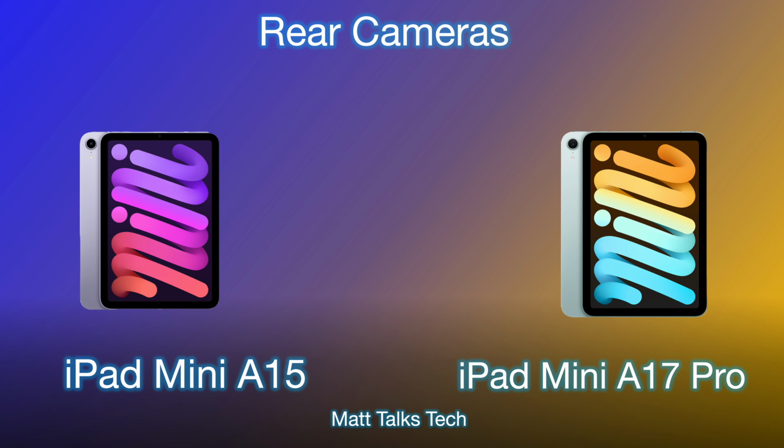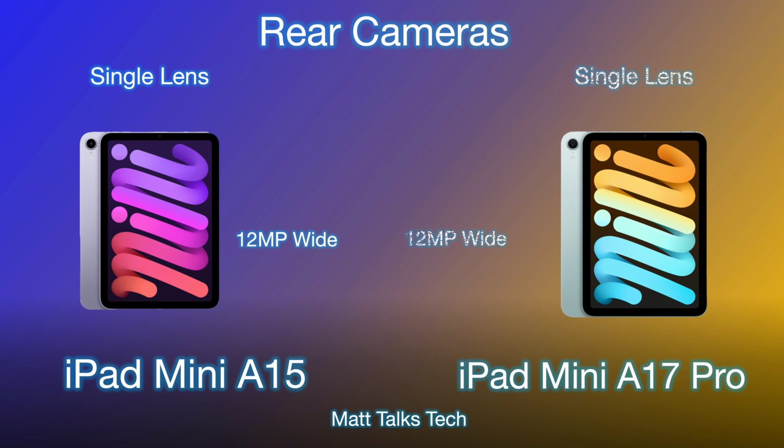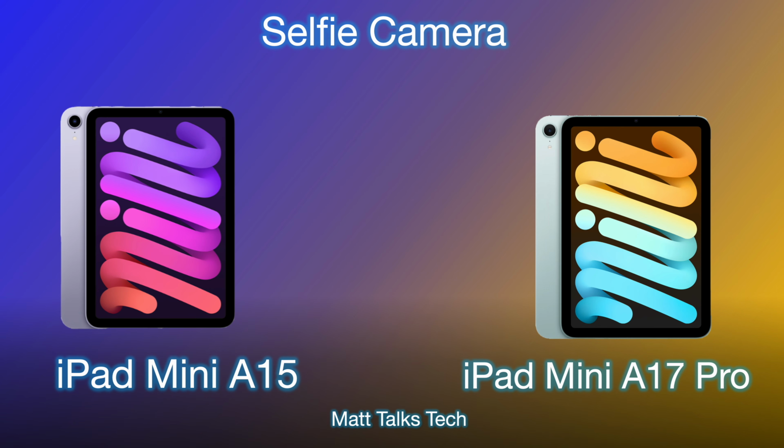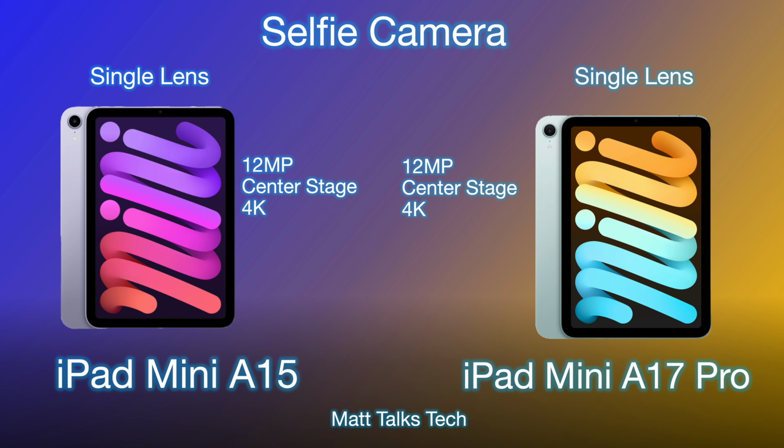So, yeah. But then moving on to the rear cameras, what have we got here? We've actually got single lenses still, and they're both 12 megapixel wide sensors, exactly the same sensors, no differences whatsoever here. And then the same with the selfie camera on the front, they're at the portrait top, and they're 12 megapixel Center Stage, and they can both record up to 4K on there. So there's no differences here whatsoever.